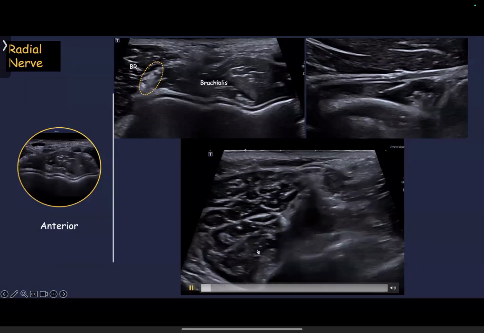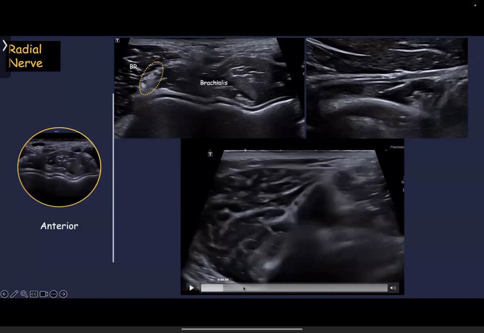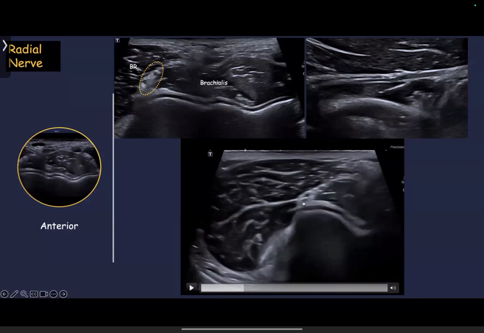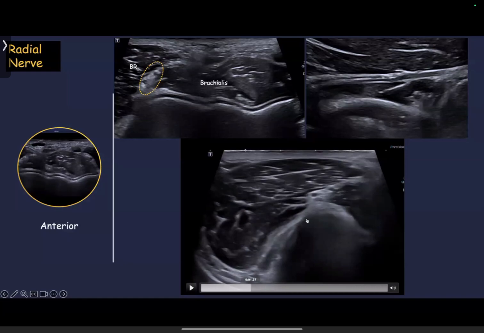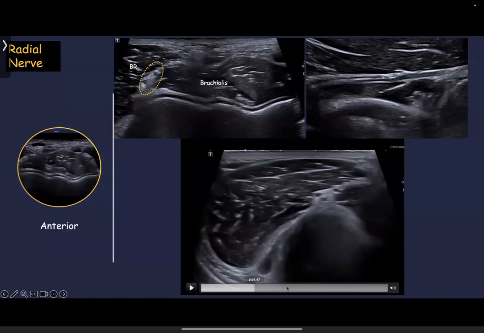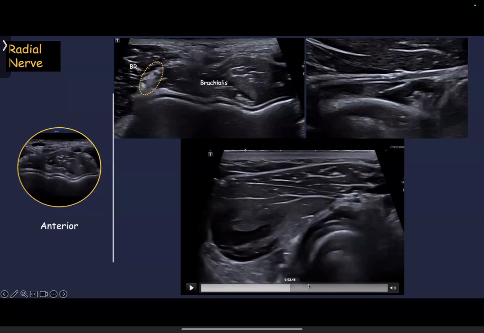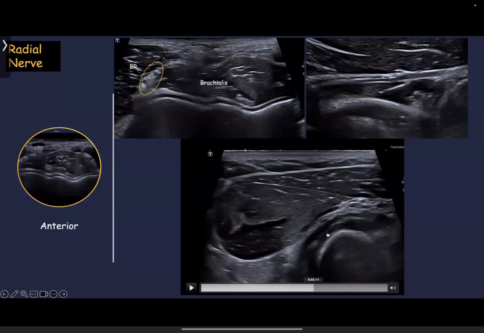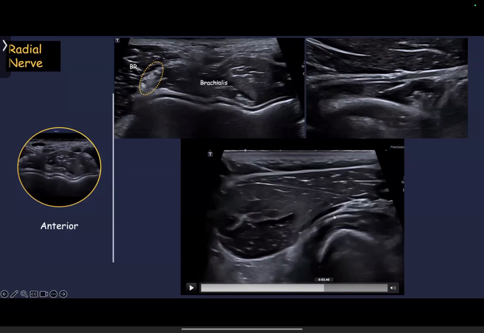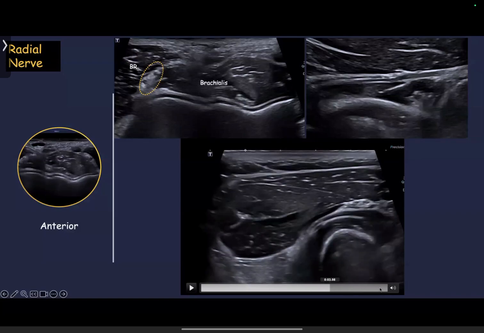So this nerve is already divided. We'll just go down. This hypoechoic thing is the radial recurrent artery. Sometimes the artery may compress the posterior interosseous nerve and lead to its symptoms. As I go down, it will turn here and lie between the heads. So this is the supinator tunnel, with the superficial and the deep head of the supinator muscle.